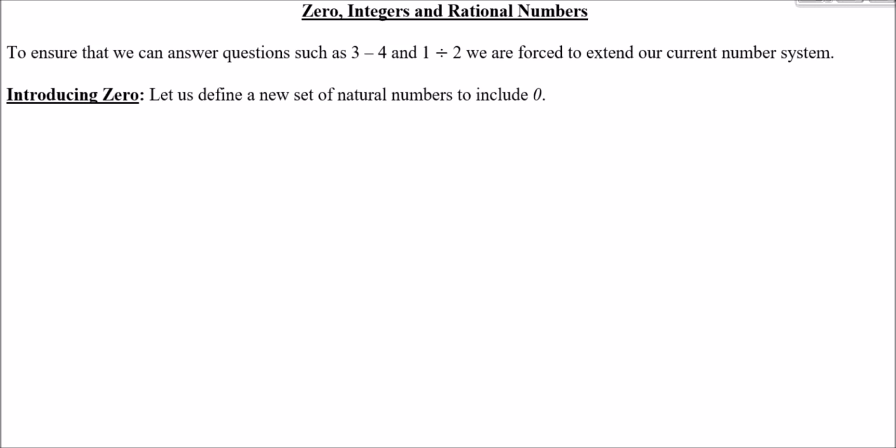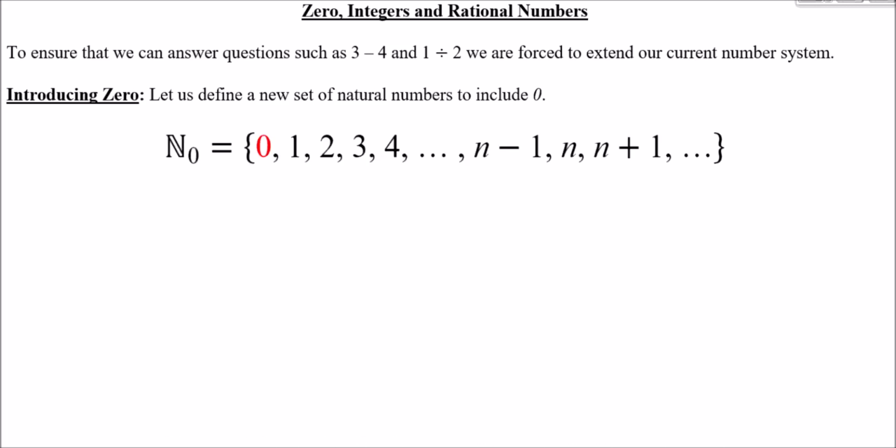So let's introduce 0. If we define a new set of natural numbers to include 0, essentially we can adapt the set of natural numbers to have 0 at the start of it. And so that has the symbol N subscript 0. The subscript 0 just means the natural numbers with 0 included, which you can see here in red. So that now helps us to resolve the difficulty of this concept of counting items in an empty box. So 0 has now been defined into existence, if you like.